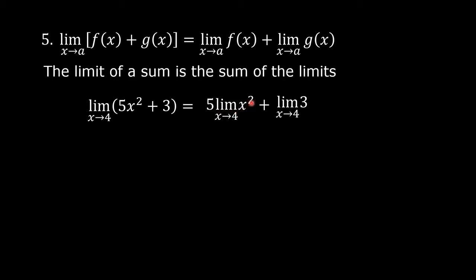Now, the limit of x squared is 4 squared. Replace x by 4, and then 5 times 4 squared. And then the limit of 3, since 3 is constant, is 3. So we have 5 times 4 squared plus 3. Then simplify. 4 squared is 16. So 5 times 16 plus 3. Then 5 times 16 plus 3 is equal to 83.